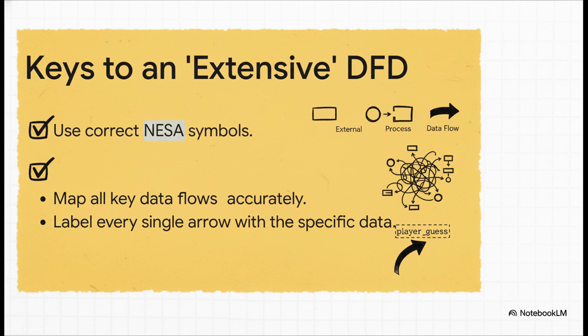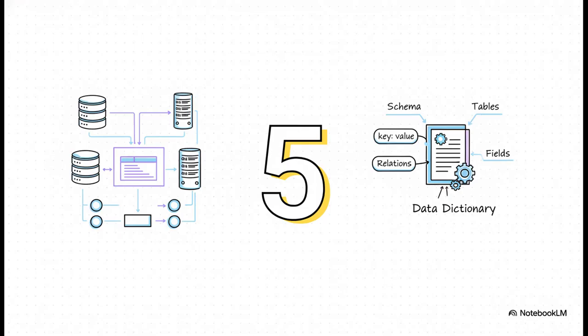Simple. Here's your checklist for an extensive DFD. 1. Use the correct NISA symbols we just talked about. 2. Make sure you accurately map all the important data flows in your game. And 3, and this is a big one, you have to label every single arrow to show exactly what data is being moved. No exceptions. And guess what? The exact same thing applies to your data dictionary. There is another 5 marks on the table for a comprehensive, professional document. That means, together, these 2 blueprints make up a massive part of your overall grade for this stage.